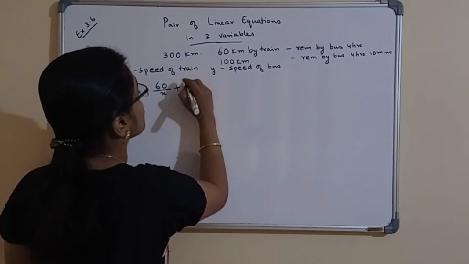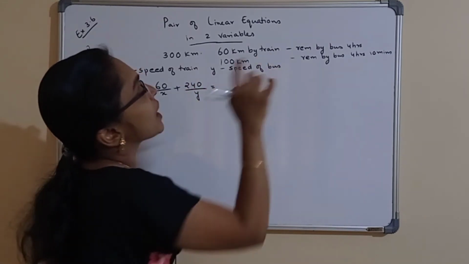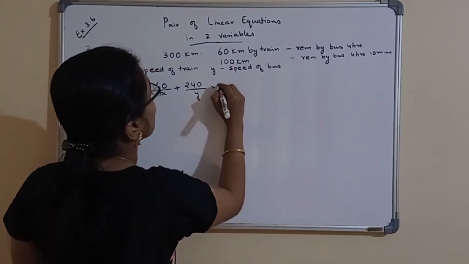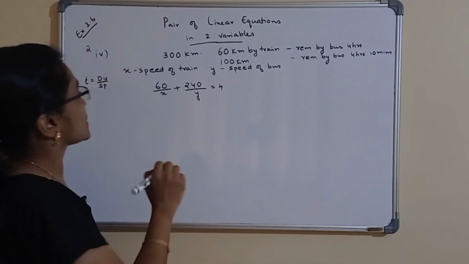What is remaining? 240. 240 by y is equal to how many hours she is taking? 4. So this is equal to 4. This is the first equation.